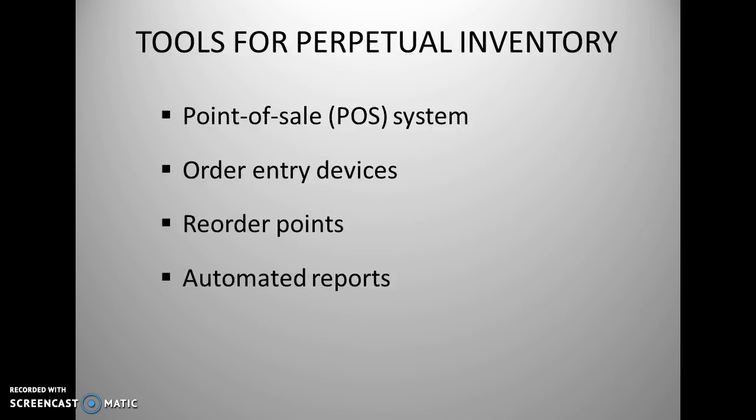So how do you go about doing that? Well, you have different types of tools that allow for what's called a perpetual inventory, such as point of sale (POS) systems, order entry devices, reorder points, and automated reports. And in our next segment, we are going to take that into consideration.